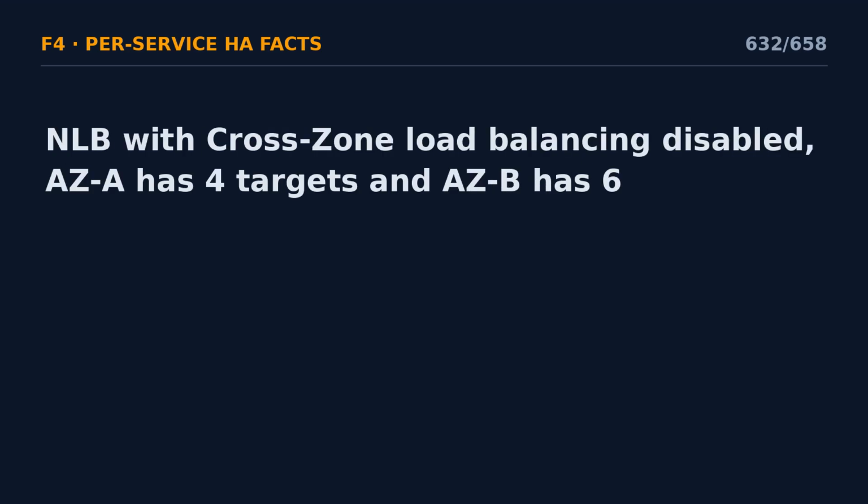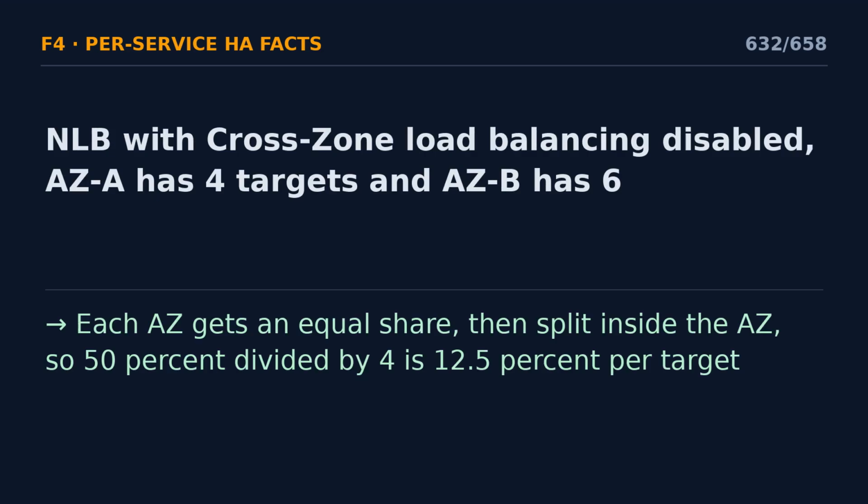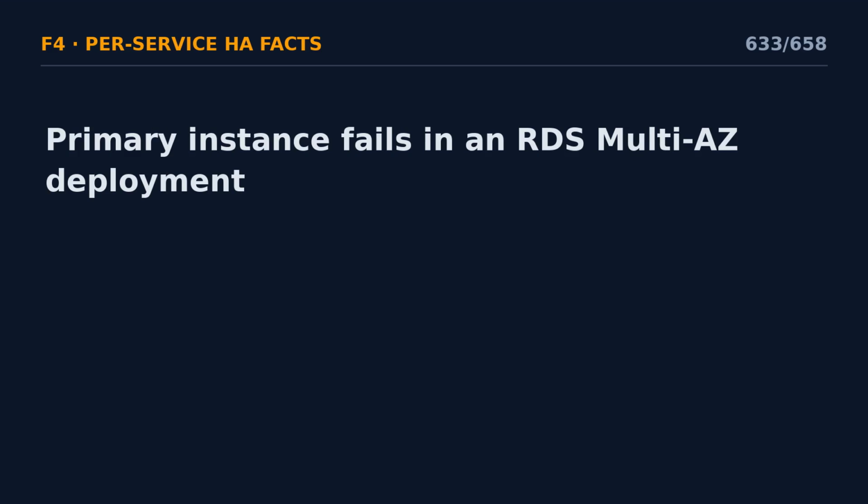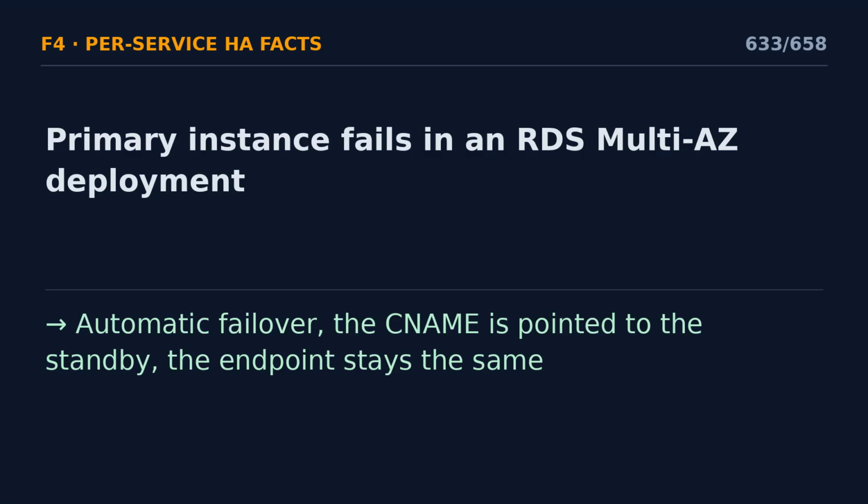NLB with cross-zone load balancing disabled. AZ A has 4 targets and AZ B has 6. Answer. Each availability zone gets an equal share, then split inside the availability zone, so 50% divided by 4 is 12.5% per target. Primary instance fails in an RDS multi-availability zone deployment. Answer. Automatic failover. The name is pointed to the standby. The endpoint stays the same.